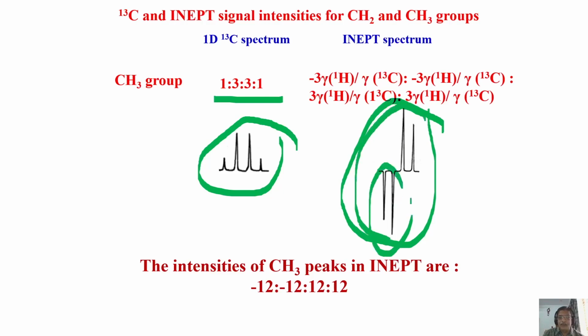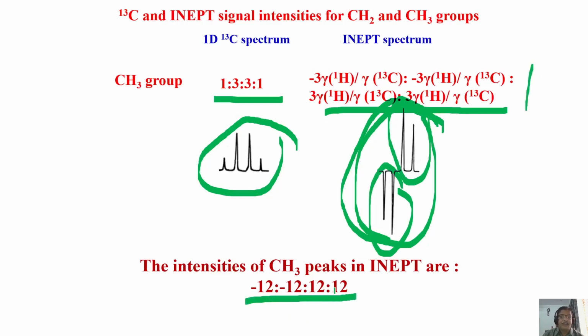As a consequence, there are 2 negative peaks and 2 positive peaks. Again, the intensity ratio can be given like this: 3 times gamma over this one. You work it out, and it turns out that the intensity in the case of CH3 is 12, 12, 12, 12. That's a fantastic thing. Beautiful, right?